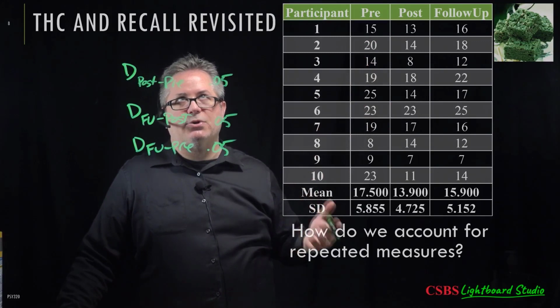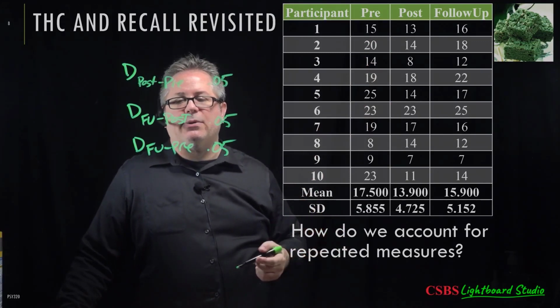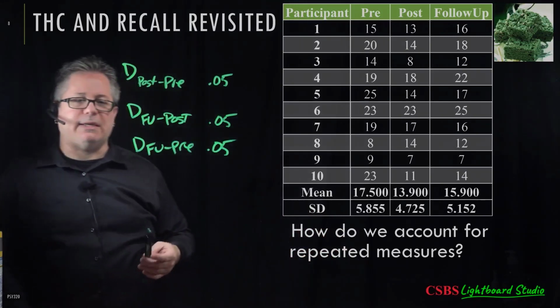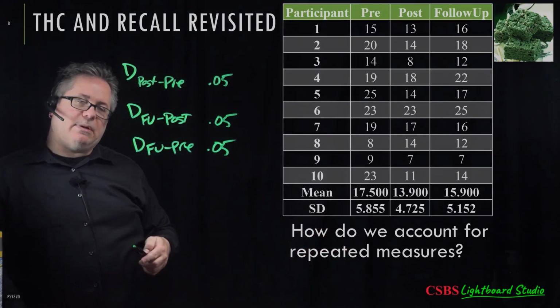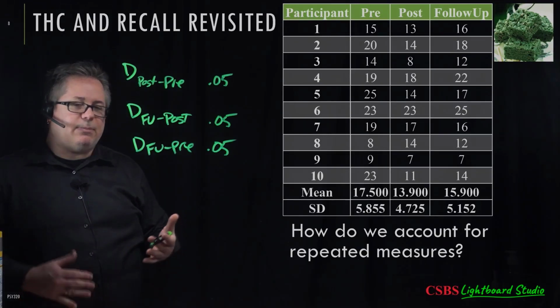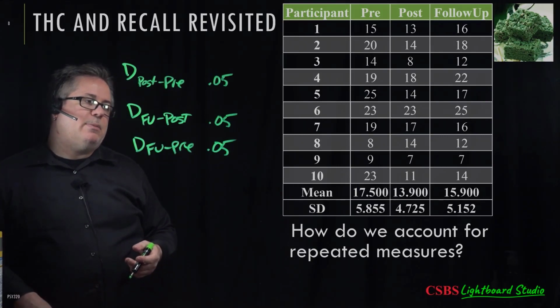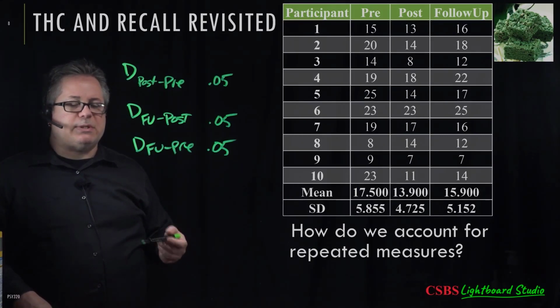Right? Subtracting scores from the same person makes sense, which is why we could handle the dependent samples t-test differently than an independent samples t-test, because they're the same person. Right? With independent samples, it doesn't make sense to subtract individual scores. But with dependent samples or repeated measures, it does.